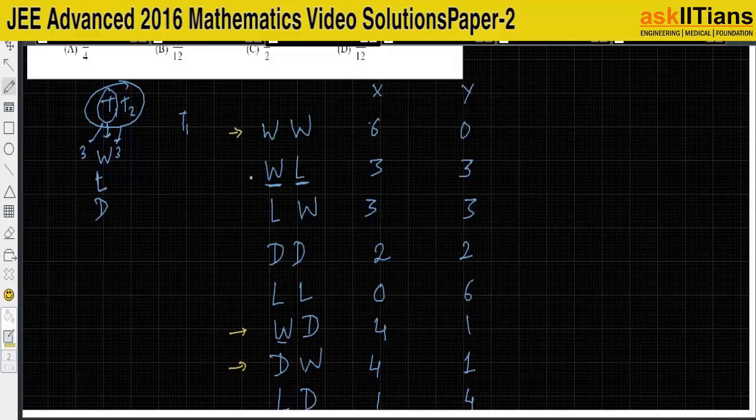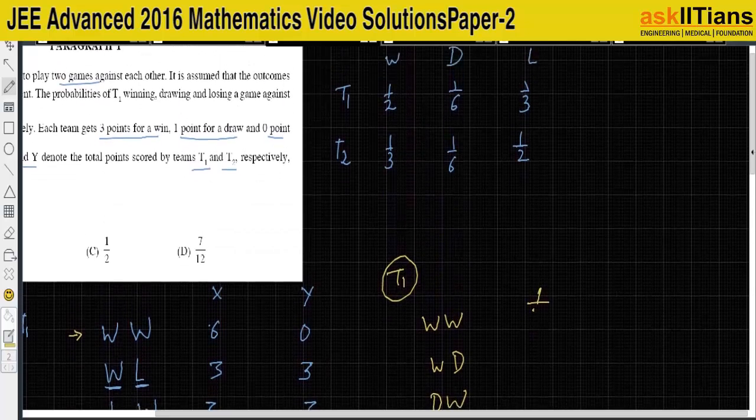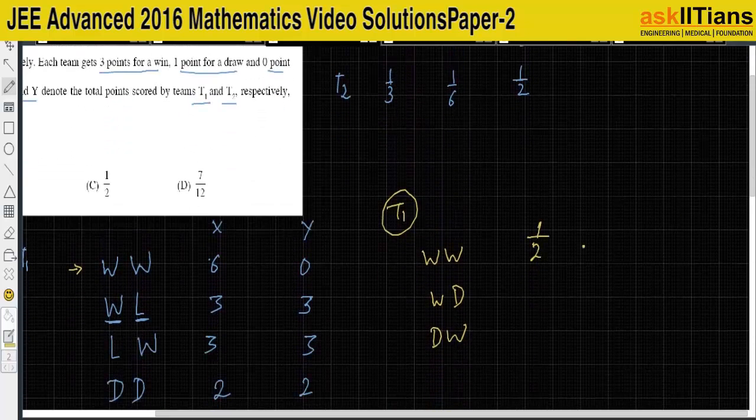So what is the probability? These are the three cases, right? Either win win, win draw, and draw win, and this is with respect to T1. So what will be the probability that T1 wins both the matches? That will be the probability of winning for T1. For T1 the probability of winning is 1 by 2, so 1 by 2 multiplied by 1 by 2.